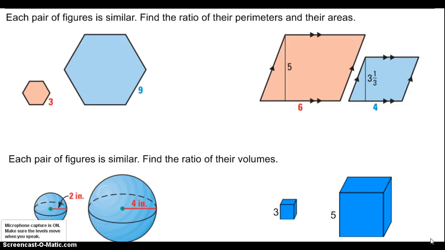Each pair of figures is similar. Find the ratio of the perimeters and their areas. Well, in this first figure, we've got 2 hexagons, and the ratio of their sides is 3 to 9. Or you could write that again as 1 over 3 simplified.